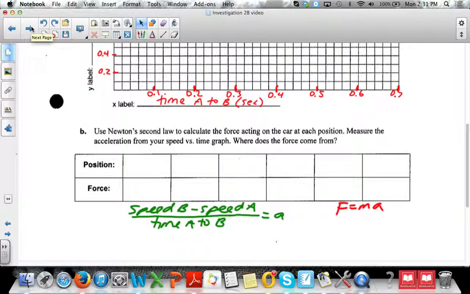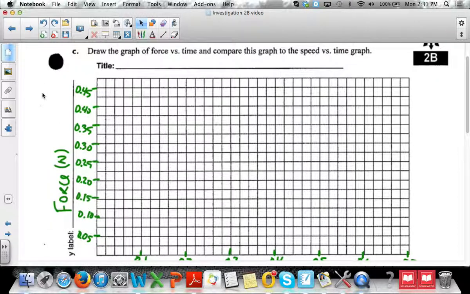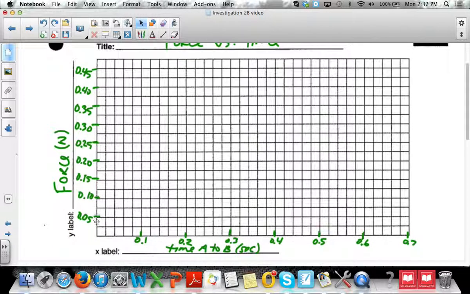Okay, then you're going to plot your forces. Again, I should have a title for my graph. We'll just go force versus time. So I've got force on the y-axis. It's in newtons. Make sure you label that. And I skipped every 2 and counted 0.05, 0.10, 0.15, 0.20, and so on. And then on the x-axis, it's that time A to B again.